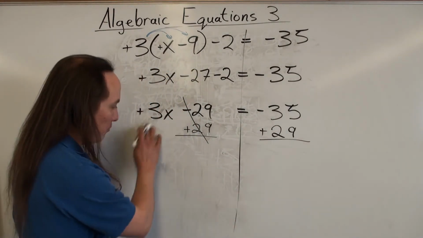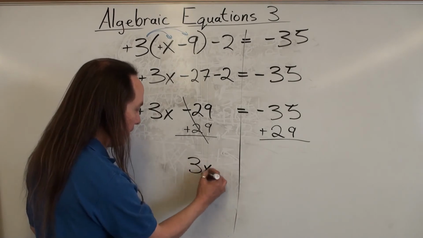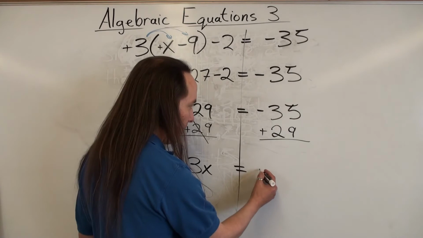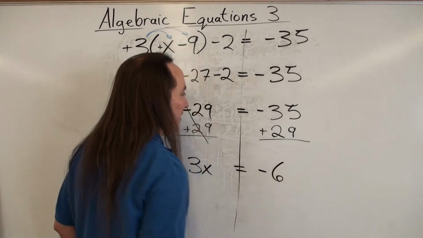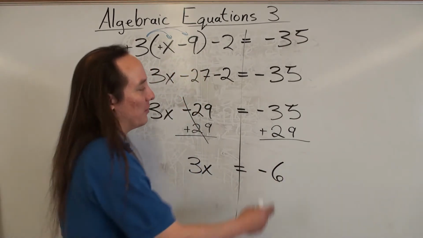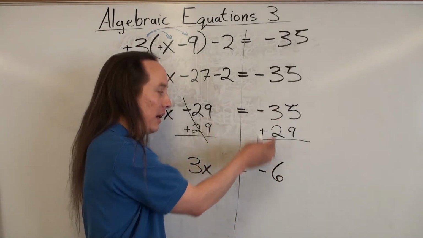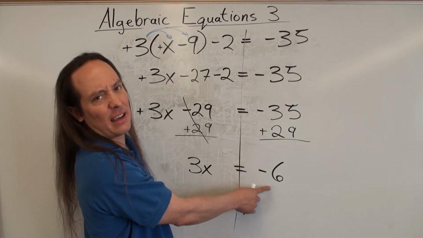Now, okay, so I'll bring down my 3x over here. And that's going to be equal to, what is that, negative 6? I think. It's kind of strange when you look at it like that, right? Remember that we're subtracting different signs. You subtract them, and the larger number, in this case 35, will keep the sign in the answer, okay?